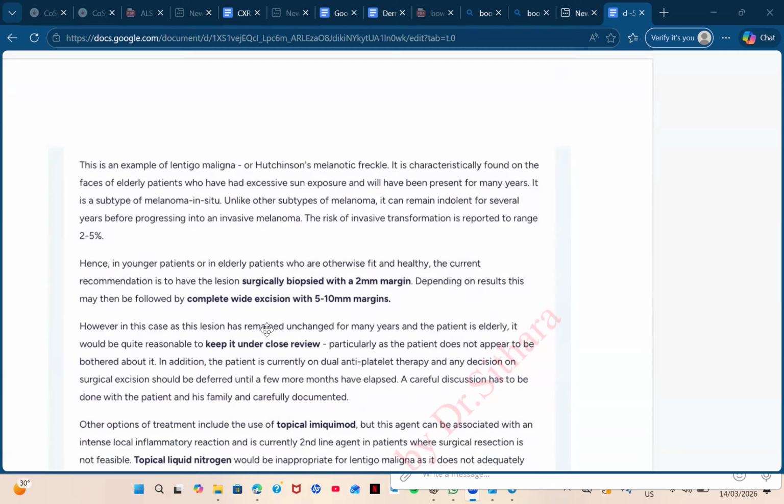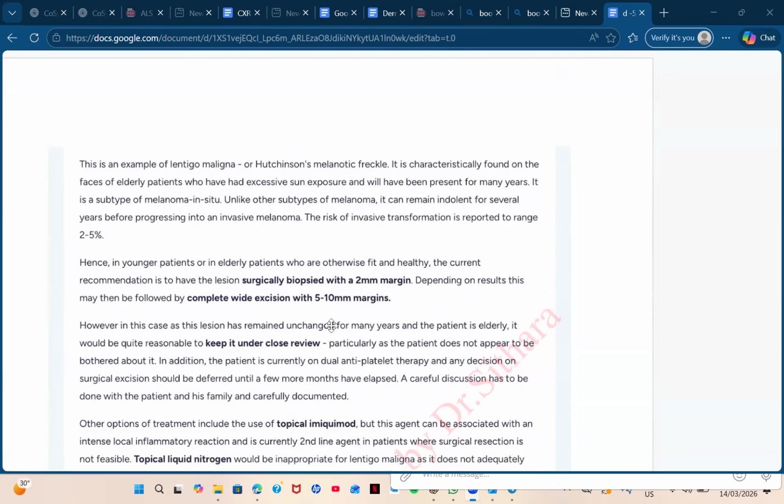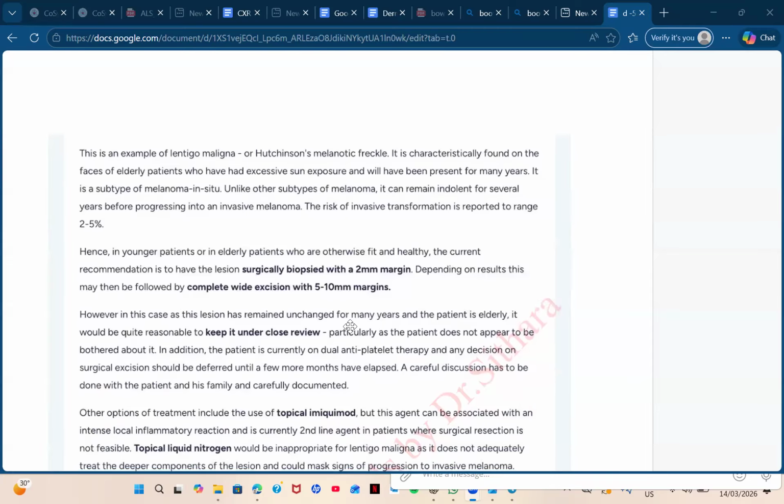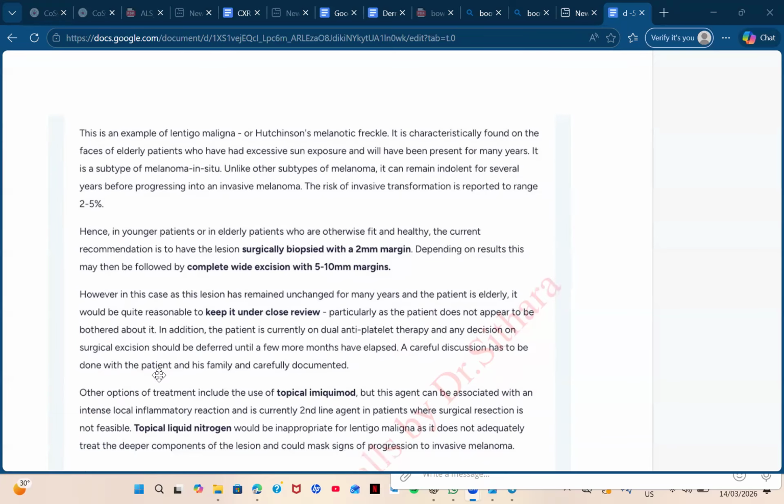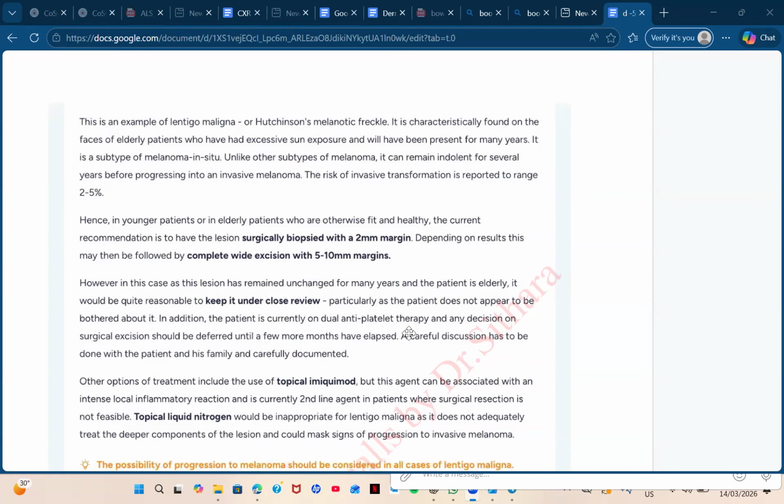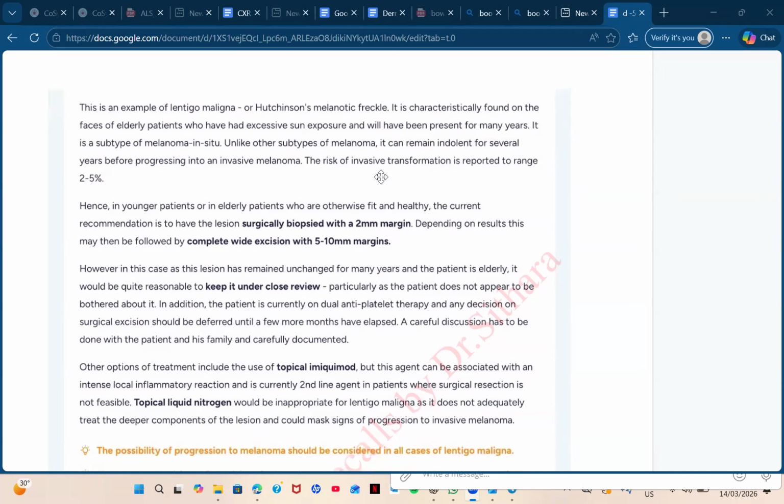However, in this case, the lesion has remained unchanged for many years and the patient is elderly, so it would be quite reasonable to keep it under close review, particularly as the patient does not appear to be bothered about it. In addition, the patient is currently on dual antiplatelet therapy, and any decision of surgical excision should be deferred until a few more months have elapsed. A careful discussion has to be done with the patient and his family with careful documentation.